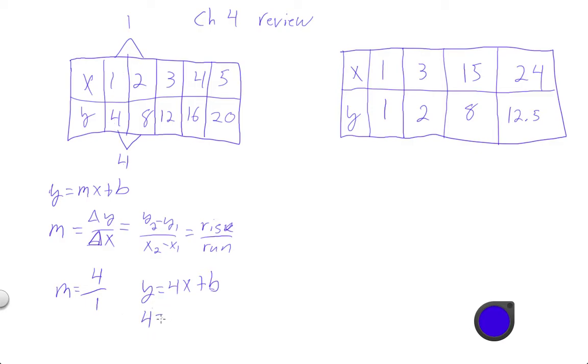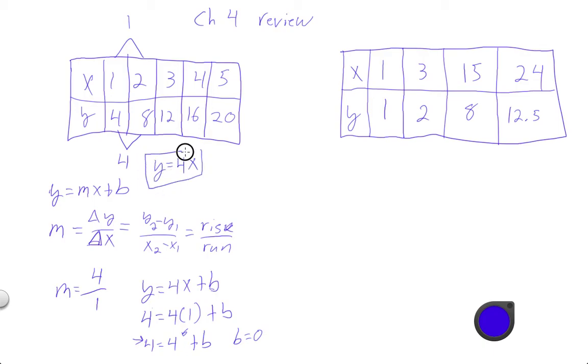So 4 is equal to 4 times 1 plus b. Well, 4 is equal to 4 plus b. 4 is already equal to 4, so we don't have to add anything. This plus b or minus b is whatever it takes to get from what happens after we multiply to our y value. Since we don't have to do anything, our b would be 0. So our final equation would be y equals 4x.